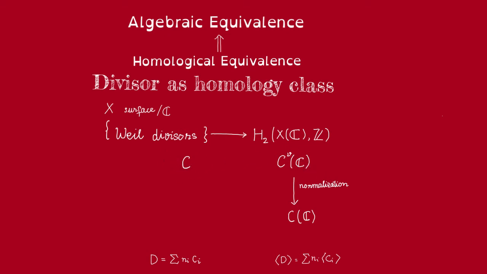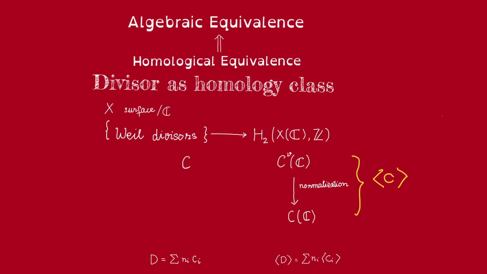Right, and now how about a divisor? Well, we just extend this definition then linearly. If we write this cycle corresponding to C by this notation, then the cycle corresponding to D will just be defined as this linear combination.